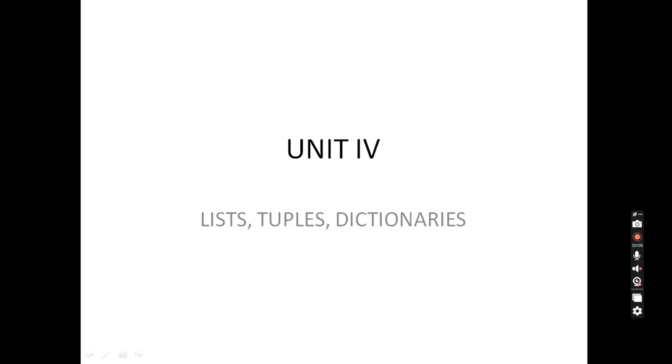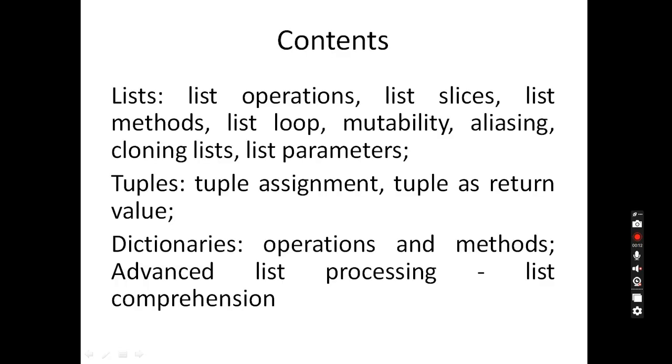Okay, the 5th unit will cover lists, tuples and dictionaries. So in the list, we are going to talk about list operations, slices, methods, loop, mutability, aliasing, cloning and list parameters. Under tuples we are going to talk about tuple assignments and tuple as return values. Under dictionary we are going to talk about operations and methods. In advanced list processing, we are going to talk about list comprehensions.